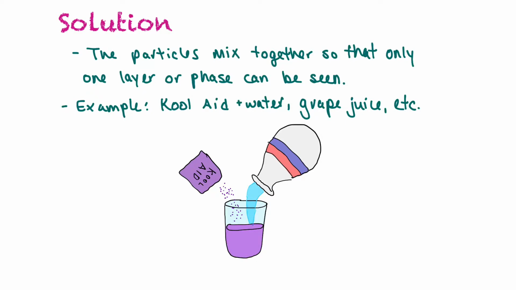Solutions are when the particles mix together so that only one layer or phase can be seen. So everything blends in tightly together. They're made of multiple ingredients, but you can't see that there are multiple ingredients because they blended together. Some examples might be Kool-Aid mixed in with water to make a grape juice solution. Grape juice, milk, you can see only one phase or layer in milk. Those are all examples of solutions. Solutions are sometimes also described as being homogeneous mixtures, but we'll just refer to them as solutions.